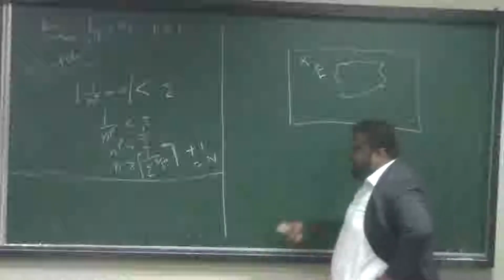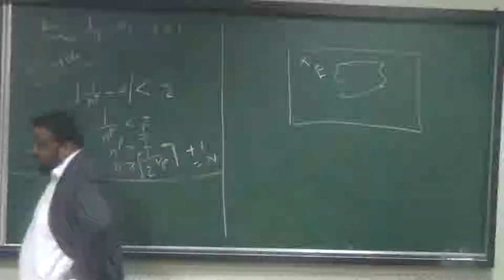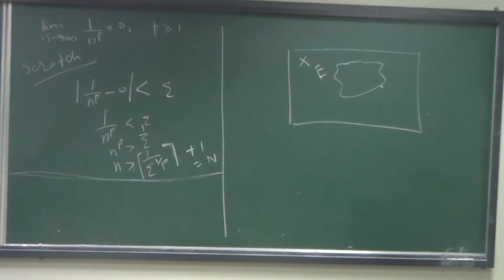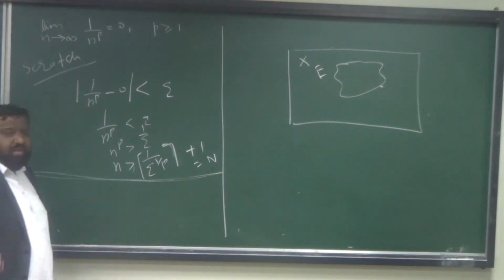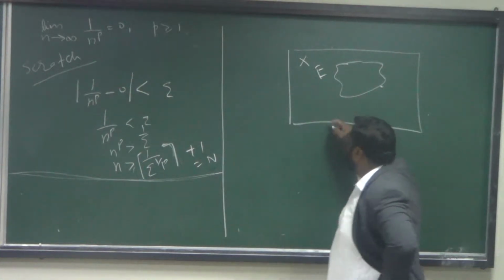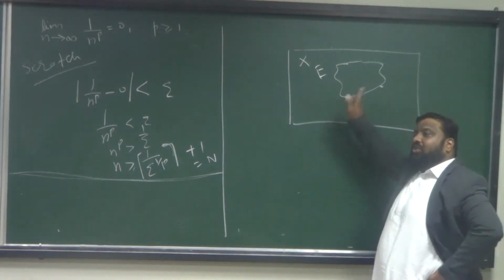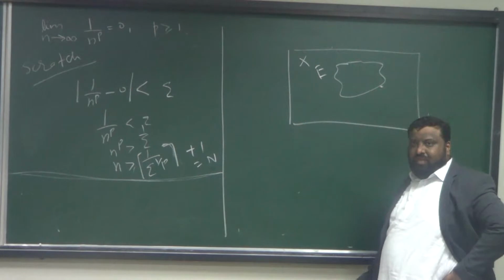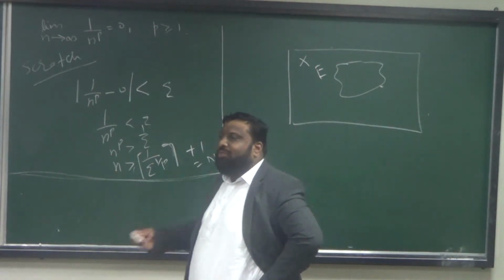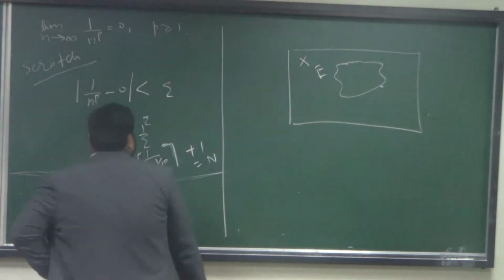What I would like to prove, an interesting observation from Theorem 3.2 from Rudin, is that if P is a limit point of a set, then I can always find a sequence in that set which converges to that limit point. So in other words, every limit point is a limit of some sequence in that set.